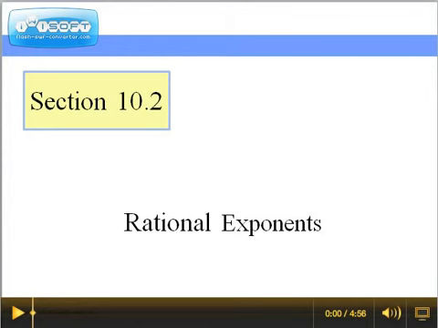Section 10.2, Rational Exponents. In Section 10.1, we worked with integer exponents. In this section, we work with exponents that are rational numbers.